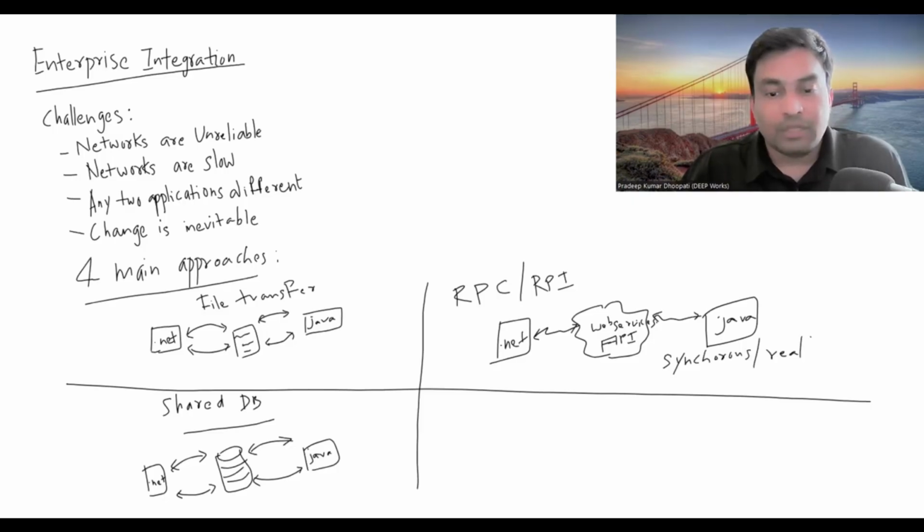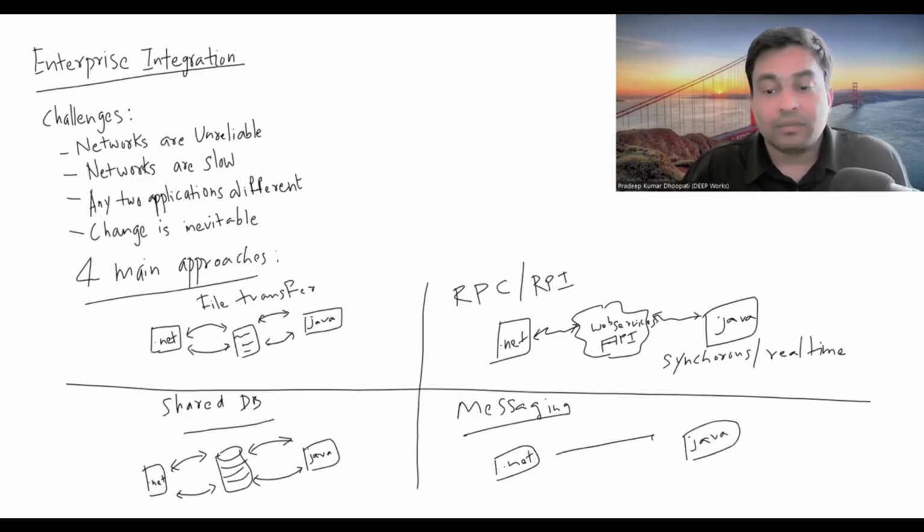And the last approach is messaging. In messaging, both these applications will be connected via a message channel, and both the applications need to agree upon the message format, and one application can send message on this channel and other application can subscribe to that channel to receive the messages.